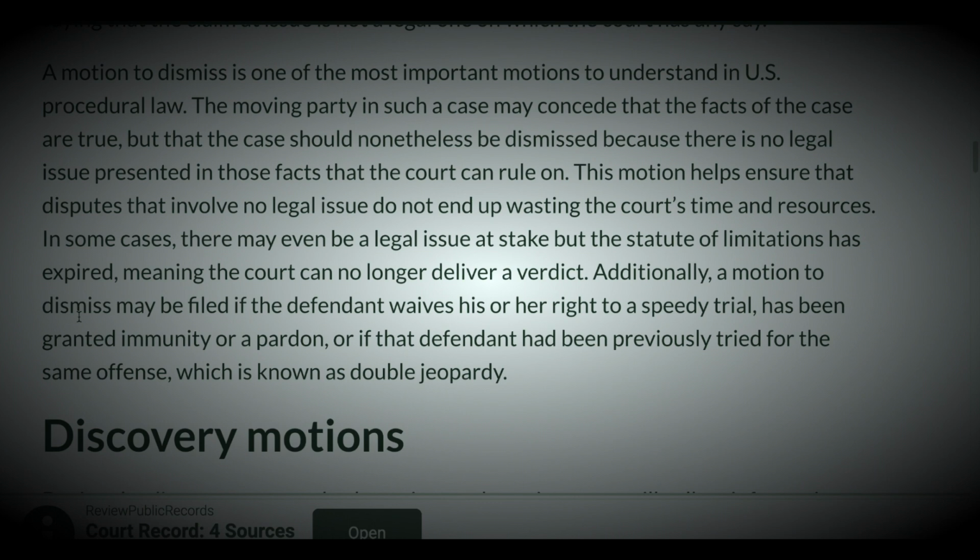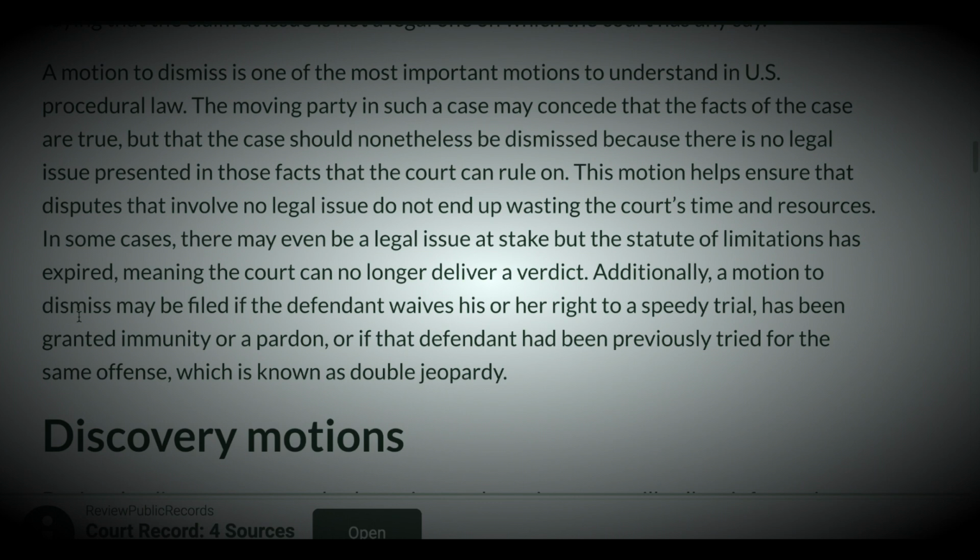A motion to dismiss is one of the most important motions to understand in U.S. procedural law. The moving party in such a case may concede that the facts of the case are true, but the case should nonetheless be dismissed because there is no legal issue presented in such facts that the court can rule on. This motion helps ensure that a dispute that involves no legal issue does not end up wasting the court's time and resources. In some cases, there may even be a legal issue at stake, but the statute of limitation has expired, meaning the court can no longer deliver a verdict.